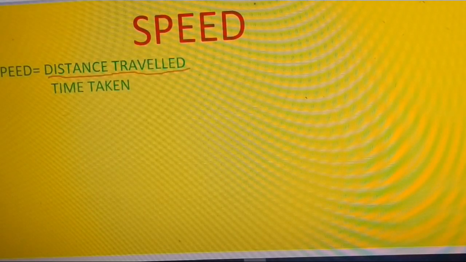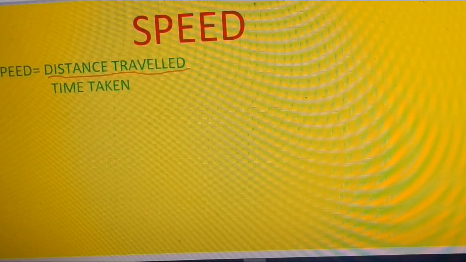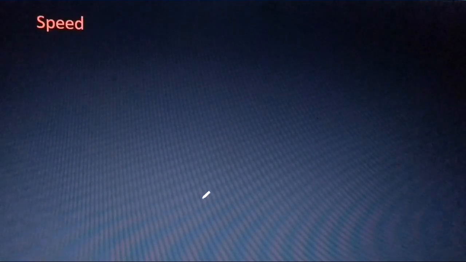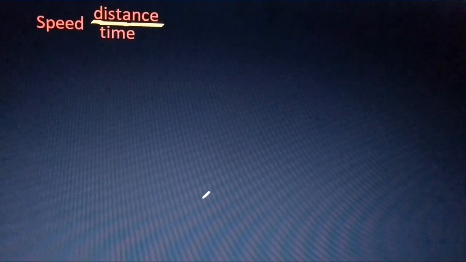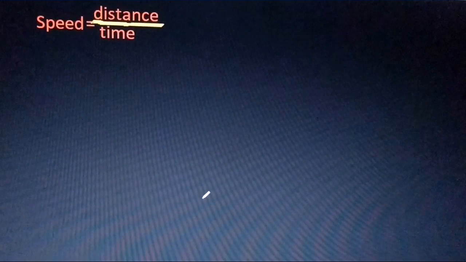So the formula of speed is distance traveled divided by time taken. We already know the formula of speed is distance upon time.